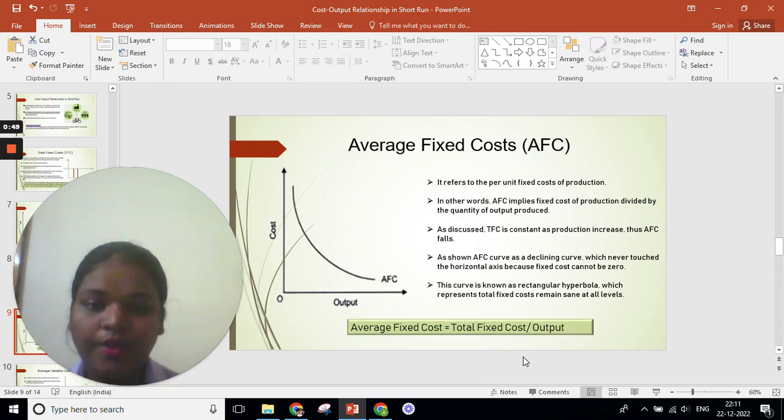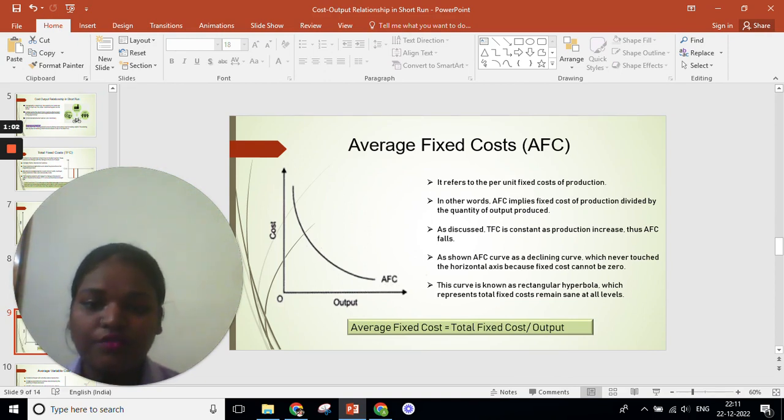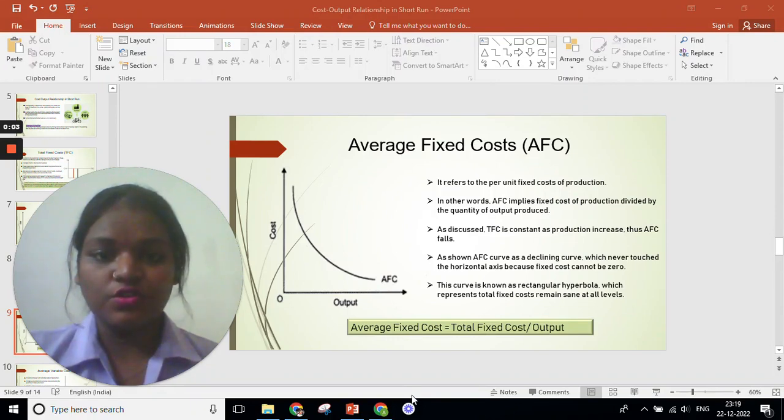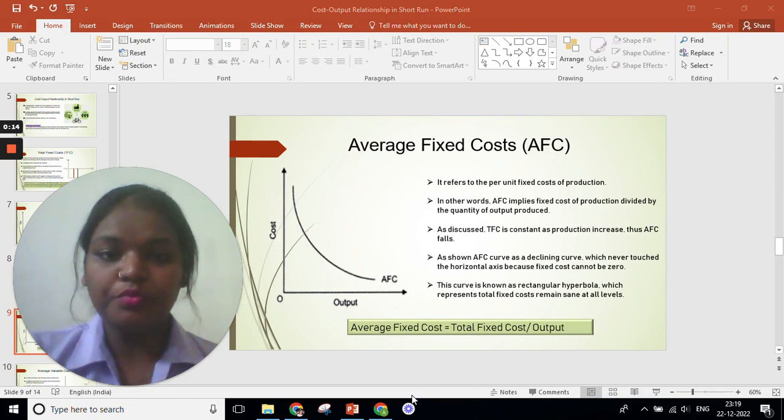Now, in the diagram, we can see that the average fixed cost curve slopes downwards toward the x-axis. It shows that as the output increases, the total fixed cost gets spread over more and more units. Therefore, average fixed cost becomes less and less. It should be noted that the average fixed cost curve slopes downwards toward the x-axis because average fixed cost cannot be zero, however large the level of output may be.